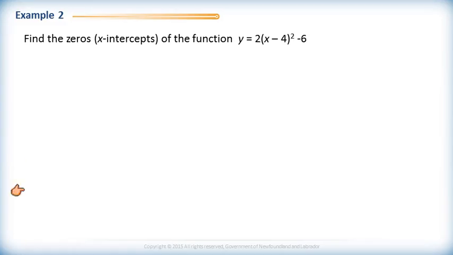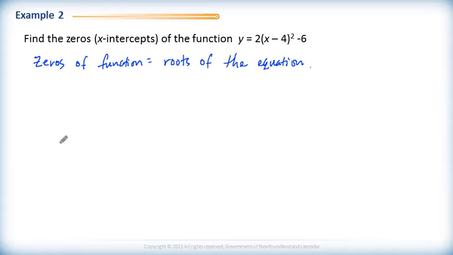In this final example, we're asked to find the zeros or the x-intercepts of the function. Recall from earlier in the chapter, section 4.1, the zeros of the function are equal to the roots of the equation, so we put 0 in for the y. Oh, little typo there. We rearrange, so we bring that 6 over to the left side here.